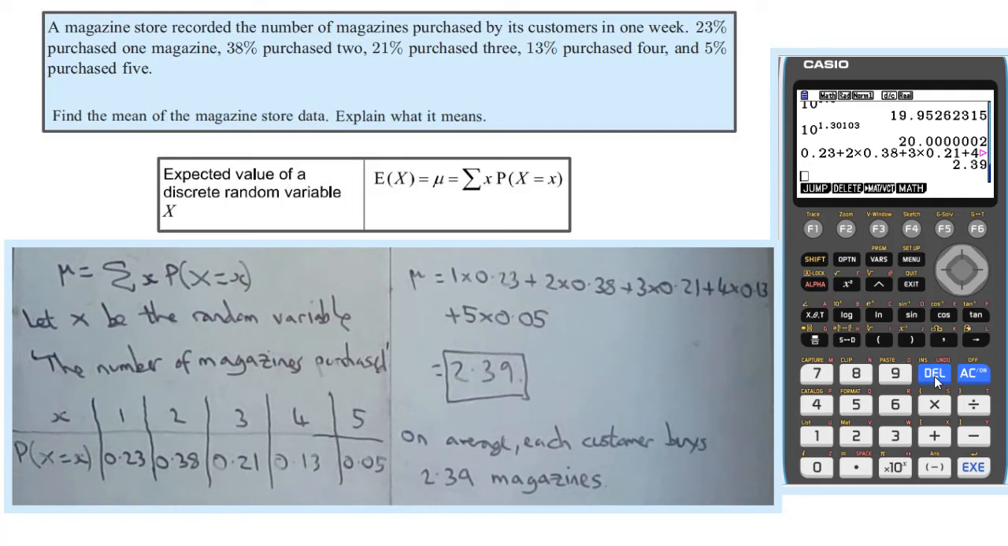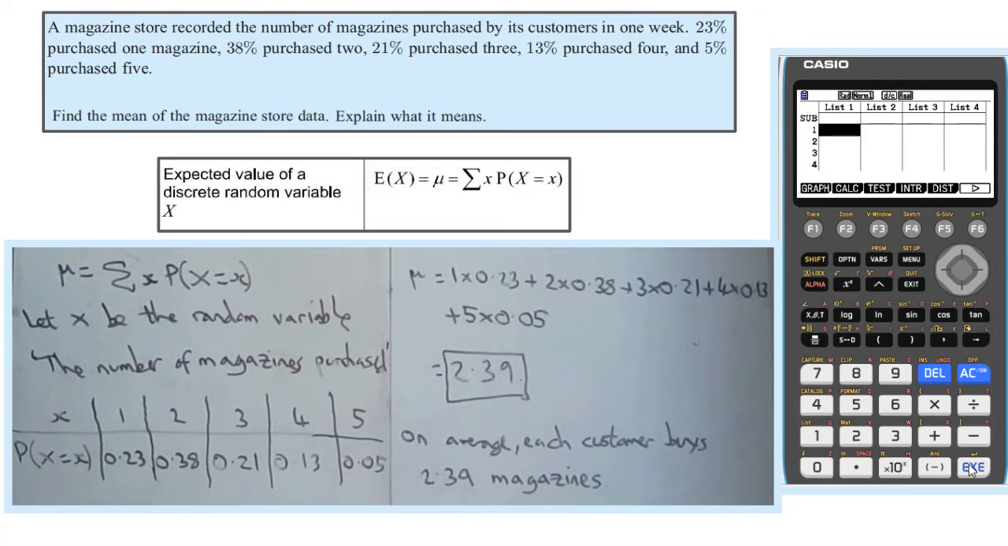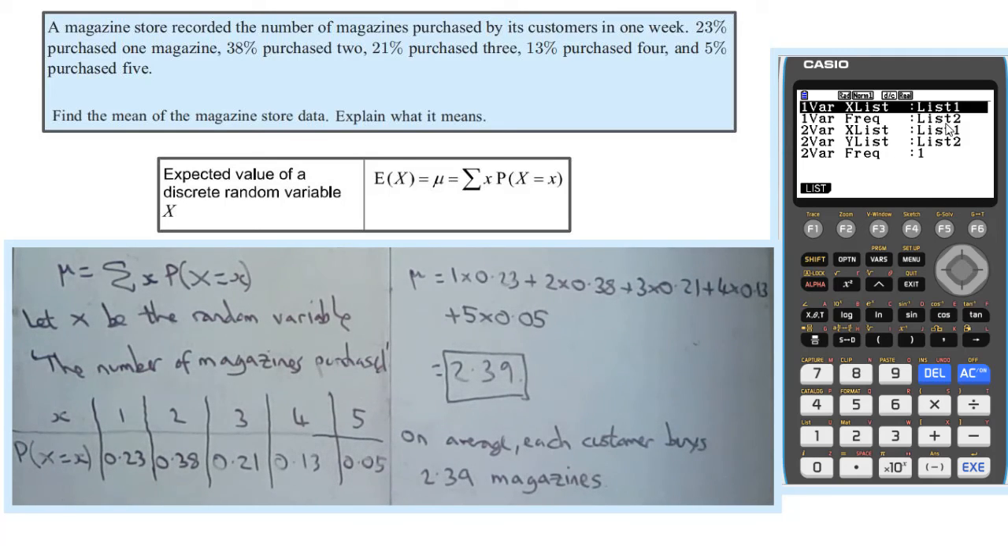Also, I should say that we don't necessarily have to do this. I could have used our frequency table approach as well. So if we had gone to menu statistics and just put them in, so 1, 2, 3, 4, 5, and just put the probabilities in: 0.23, 0.38, 0.21, 0.13, and 0.05.